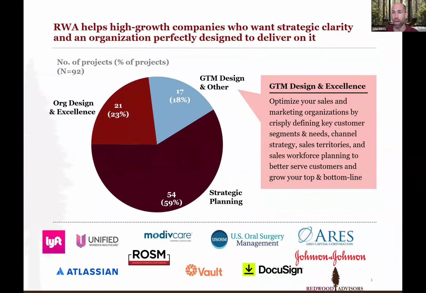So quickly, a little bit about Redwood. We do three major things. We do strategic planning, organizational design, and we do a lot of go-to-market design and other go-to-market related work. What that looks like is we optimize companies' sales and marketing organizations by crisply defining their key customer segments and needs, channel strategy, sales territories, and sales workforce planning to better serve customers and grow your top and bottom line. We're going to give you an example of what that looks like in the pages to come, some real world examples from previous client work.